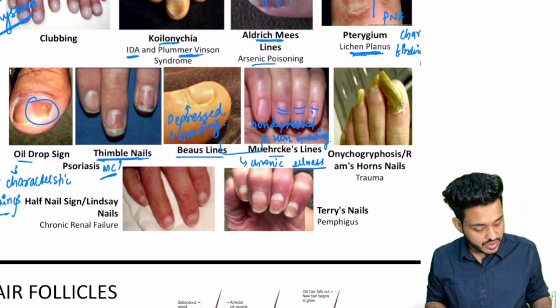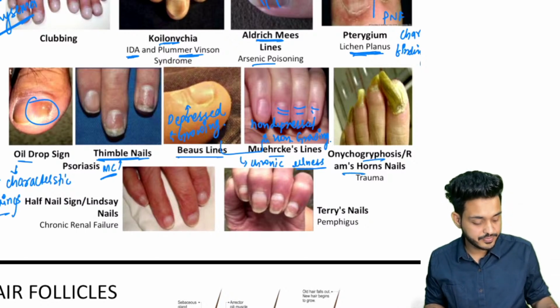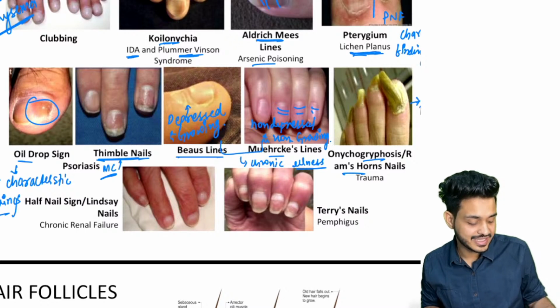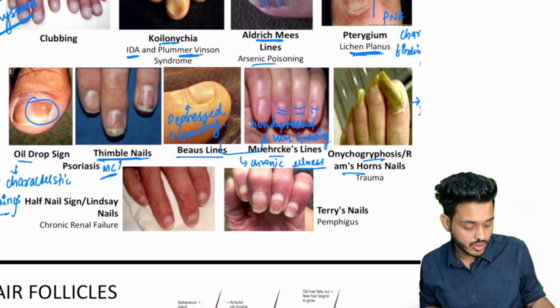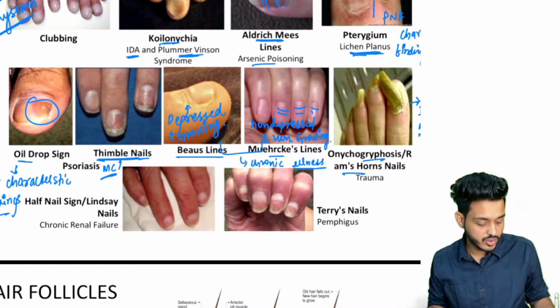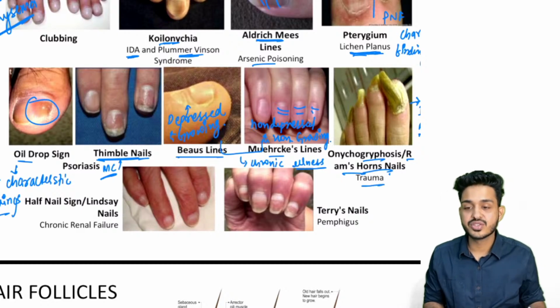Okay, this one is your onychogryphosis, or you can say distorted nail, or ram's horn nail. This is due to trauma.